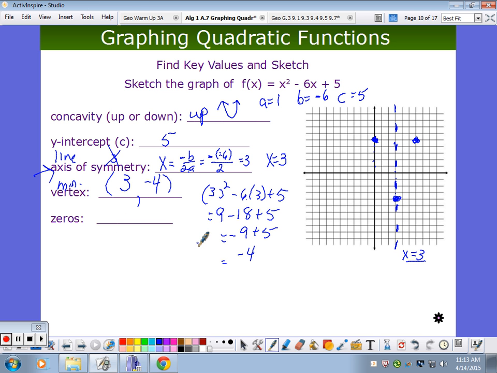The other guideline I want is where are the zeros? We learned this. Remember we said how you find the zero? Set the function equal to 0.